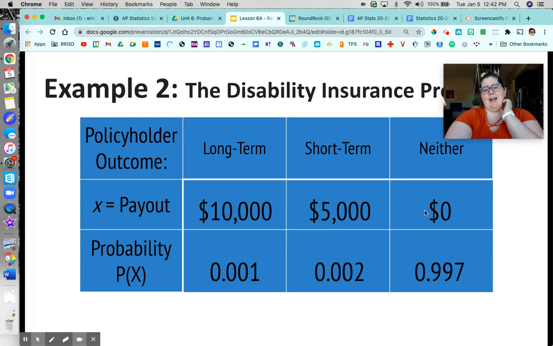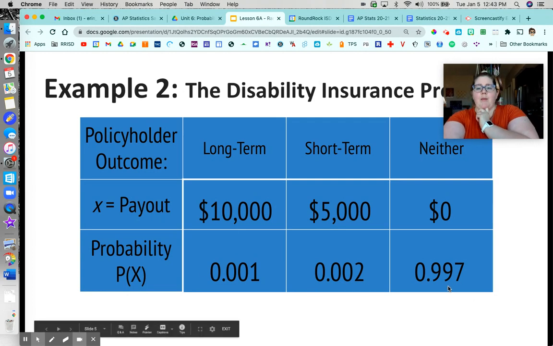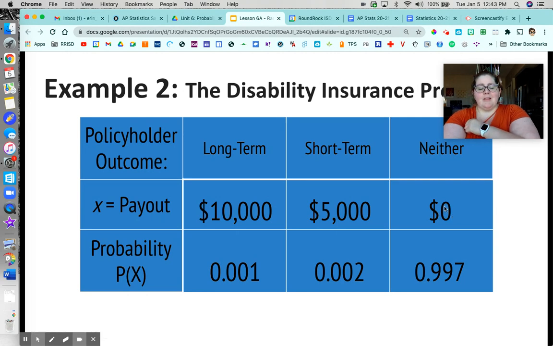Think of it as if I were dealing with 1,000 people, 997 of them would get $0. 2 of them would get $5,000 and 1 of them would get $10,000. So the average payout per person is not going to be as simple as adding them up and dividing by 3.